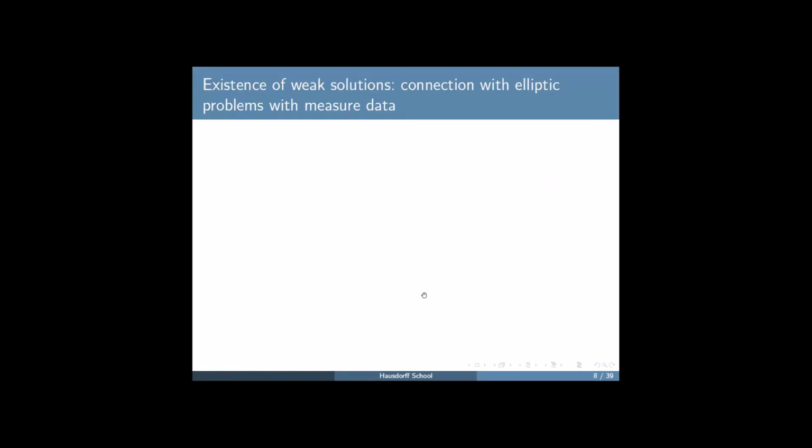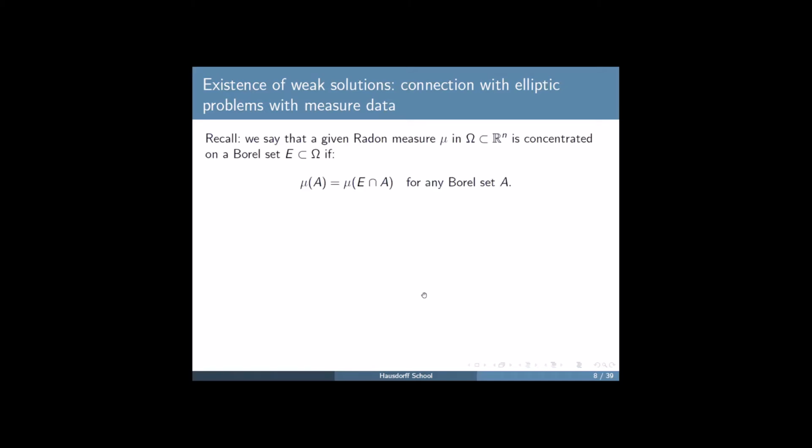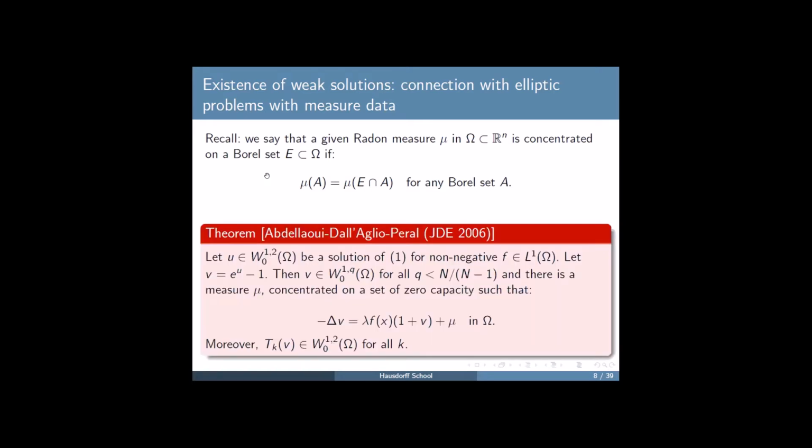Okay, so as I said, if you have first order terms or a nonlinear first order term in the equation, then usually you have some restriction on the size of the source in order to get solutions. So let's see now the relation of this problem with measures. Let me just recall the definition of a measure concentrated on a Borel set E. We say that the Radon measure is concentrated on a Borel set E if the following holds for any Borel set A.